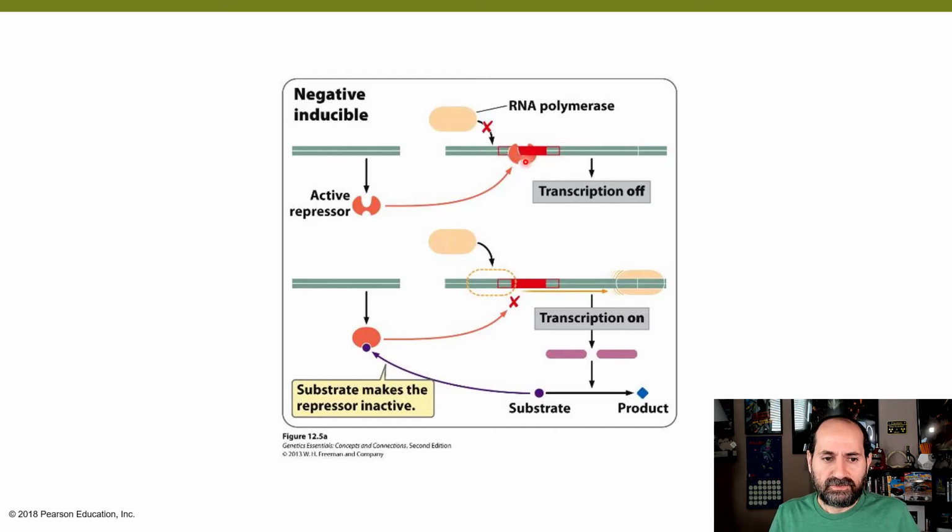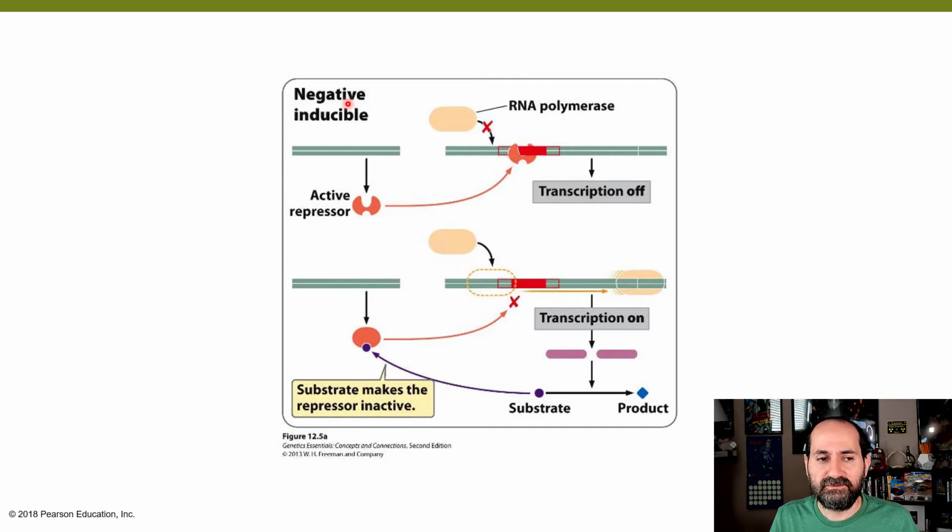And this repressor is always bound to the operator, always bound downstream of the promoter, preventing RNA polymerase from binding and preventing it from expressing this operon or this gene. So transcription is normally off. I want you to know.